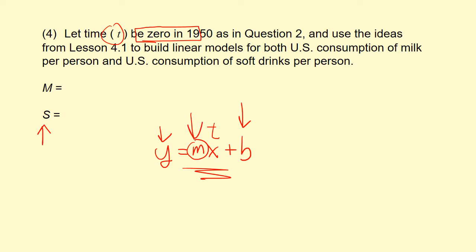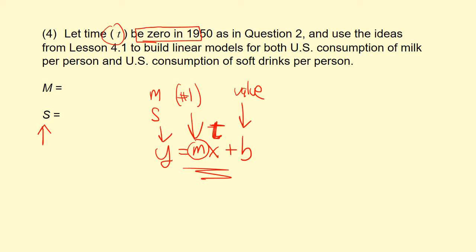This is the number you calculated in number 1. And this here is also some kind of value that you can get from somewhere. But then it needs to still have 2 variables in it. So we should have a t right here and either an m or an s right here. All right, so we're going to come up with 2 equations or 2 formulas that will let us calculate the milk consumption in any year, t, or the soft drink consumption in any year, t.